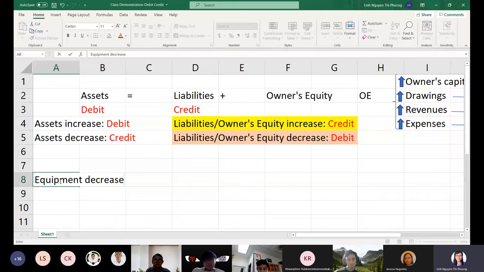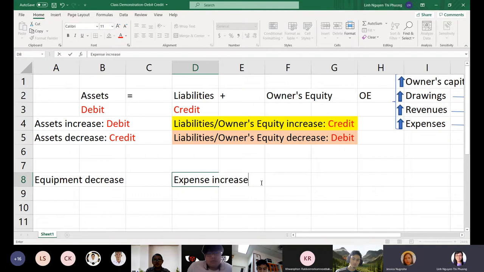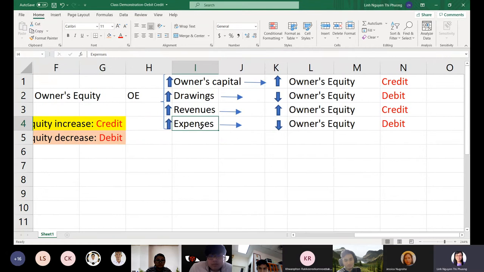Next, okay. Expense increases. What do we do? Debit. When expenses increase, what happens? Owner's equity decreases, so we should debit. Right? Debit.